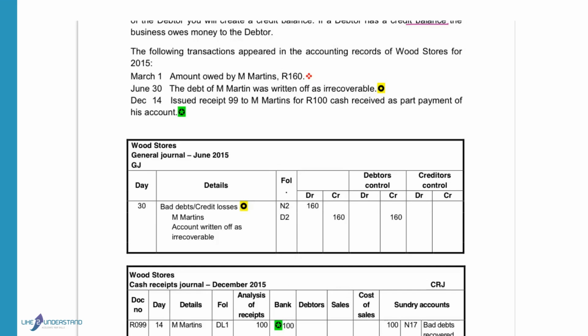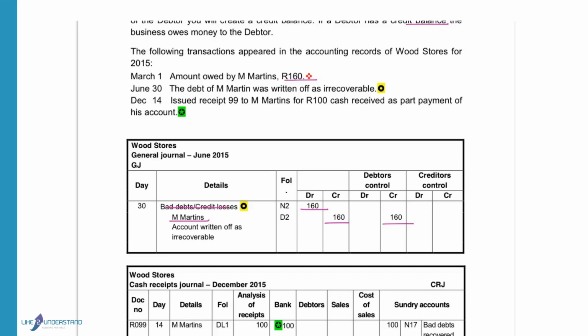Amount owed by Martins was 160 Rand. The debt was written off. So when we wrote it off, we recorded in the general journal bad debts debit to create the expense. We credited M. Martin's account in the debtors ledger with 160 and we credited our debtors control with 160 Rand.